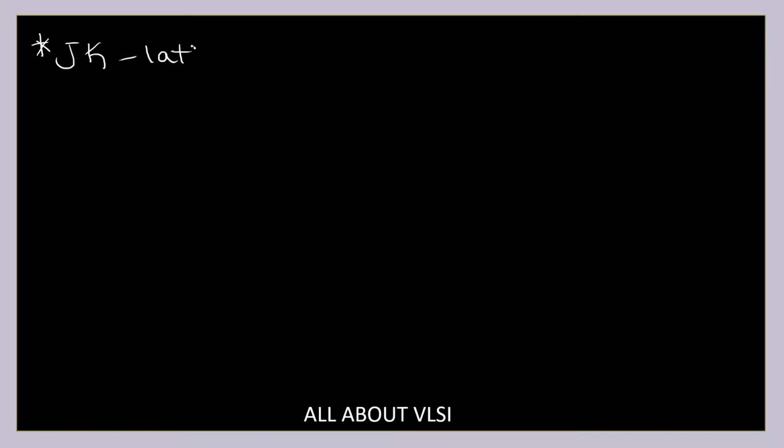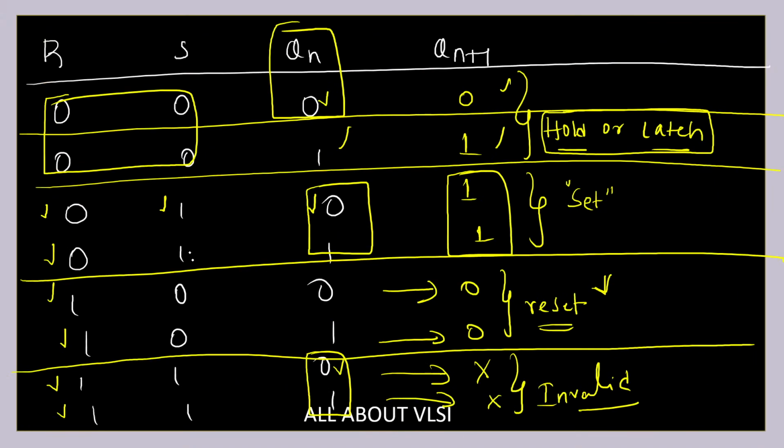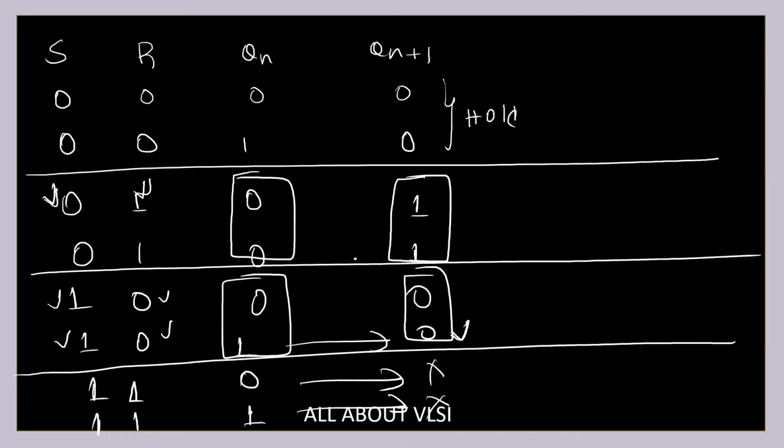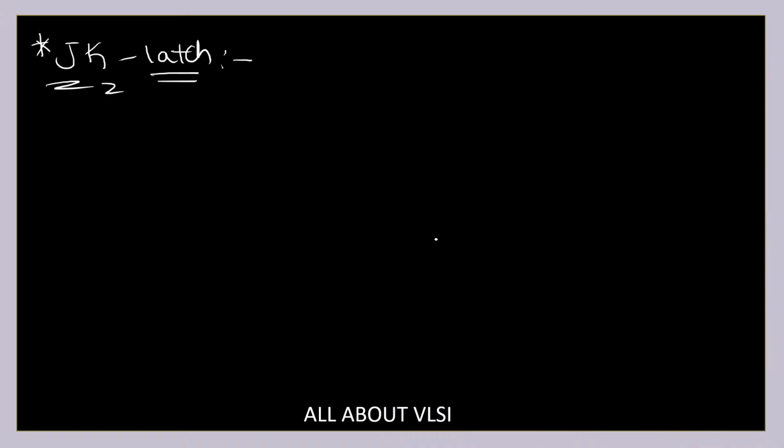just now we have seen that in the case of my SR latch, I'm going to get one invalid condition. In the NOR based SR latch, if S is equal to 1 and R is equal to 1, it was invalid. And in the NAND based SR latch, whenever S is equal to 0 and R is equal to 0, it was invalid, right? Now, the JK latch basically removes the invalid condition which we encountered in the SR latch. Let us see how.